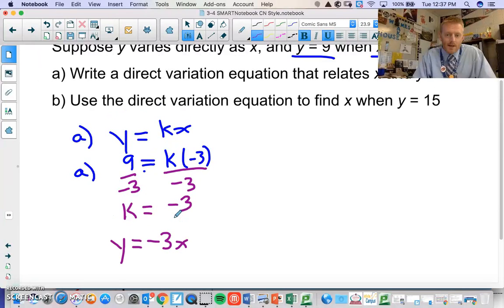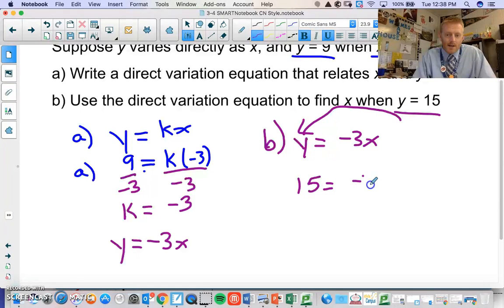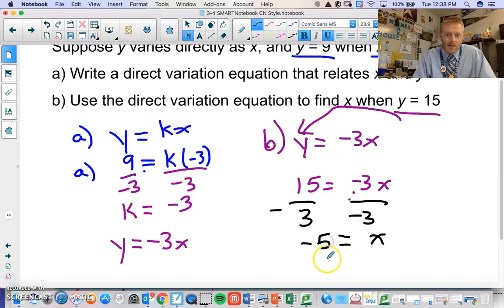Now the next part of the problem is to use the direct variation equation to find x when y is 15. So we're going to use y equals -3x, and we're going to plug in y equals 15 into that equation. This is part B. So it's going to say 15 is equal to -3 times x. To solve this, we're going to divide by -3 on both sides, just like we have been doing for the last 2 chapters. And we find out that x is equal to -5.